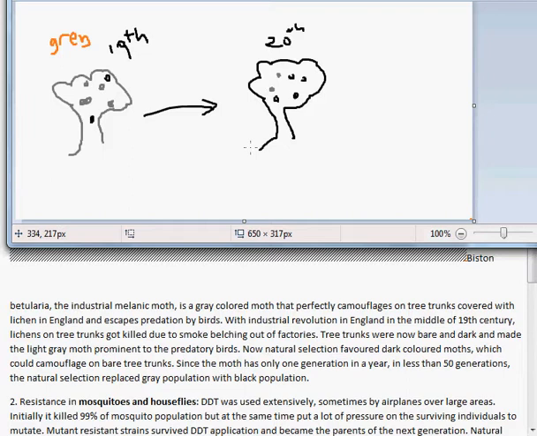Okay? So that's the logic over here. Natural selection is selecting for the best adapted species, the one which can take on the selection, it can fight the selection pressure. Okay?